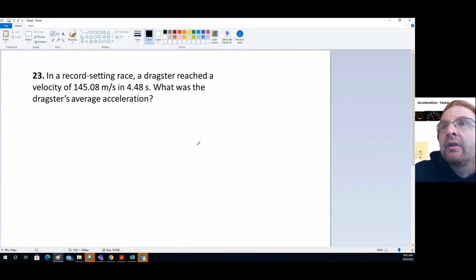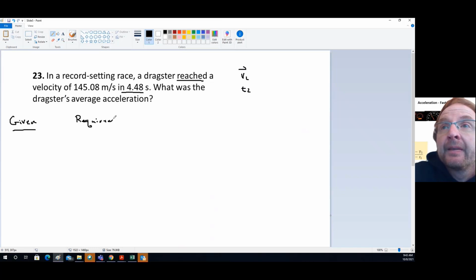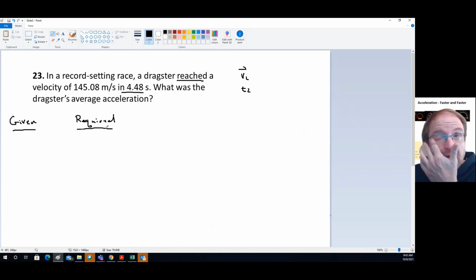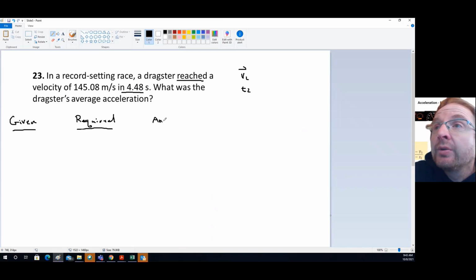Start by reading it. Okay, a dragster. That's its final speed reached. And there's our final time. So we've got a V2 there, and we've got a time 2. Okay, cool. Let's do our given. Let's do our required. Then the analysis and solve: which formula we're going to use, and then just plug the numbers in.